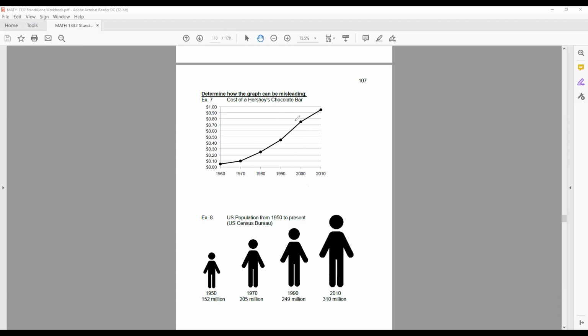If you look at example 7, they're trying to show us that there's been a lot of inflation from 1960 all the way to 2010. This is the price of a chocolate bar. So determine how this is misleading us. Can you think of how this graph might be lying to us, or trying to mislead at least?